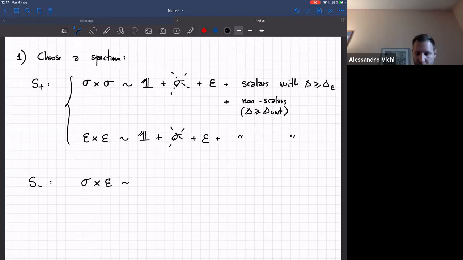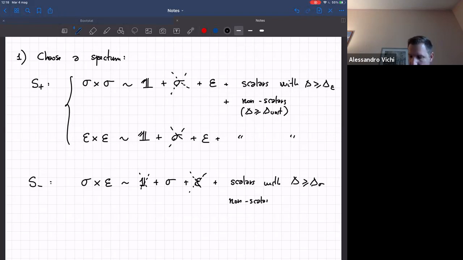Now there is no identity, because these two objects do not have a two-point function. There is sigma. There is no epsilon, because again, epsilon is even, while the product sigma times epsilon is odd under the Z2 symmetry. And then there are scalars with dimension delta larger than delta sigma and non-scalars. And again, the non-scalars satisfy delta larger or equal to delta unitary. Okay, these are my assumptions on my spectra.